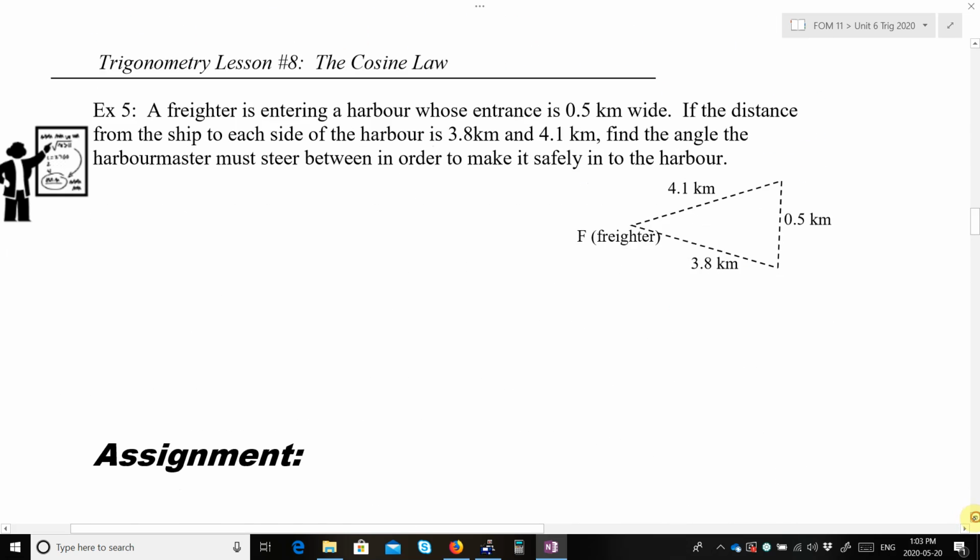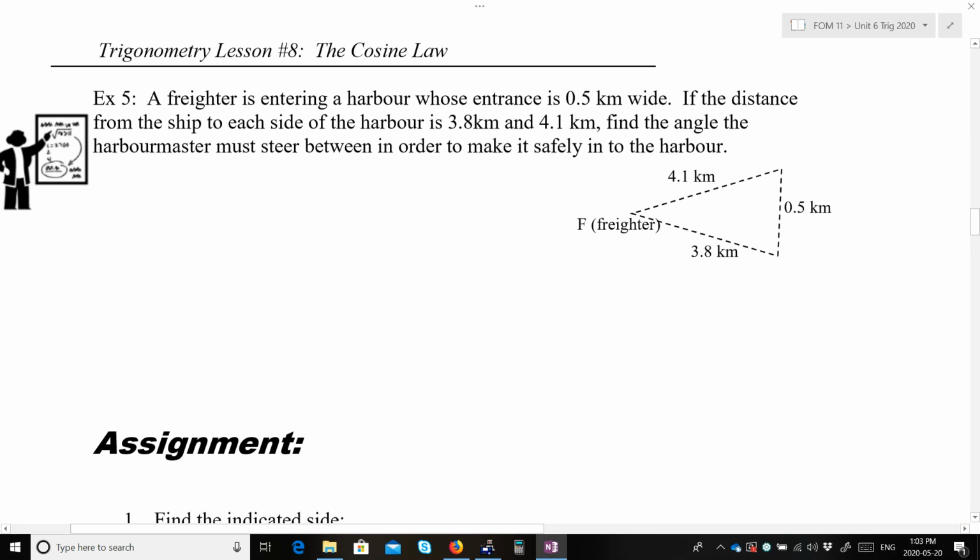Okay, and finally we will finish off with example 5. A freighter is entering a harbor whose entrance is 0.5 kilometers wide. If the distance from the ship to each side of the harbor is 3.8 kilometers and 4.1 kilometers, find the angle the harbor master must steer between in order to make it safely into the harbor. Okay, so we have to figure out this angle right here.